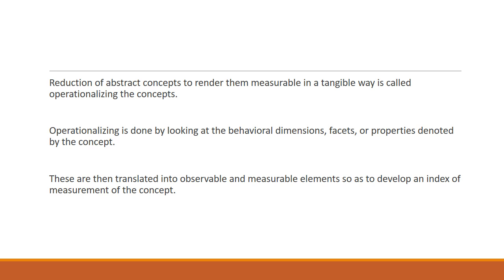ठीक है? Reduction of abstract concepts to render them measurable in a tangible way is called operationalizing. Tangible means which we can see and record. Tangible उससे कहते हैं which can be touched. तो हम touch का मतलब literally touch नहीं ले रहे इधर, which we can record, you may say. Record in a sense के आपके पास data आ जाएगा.